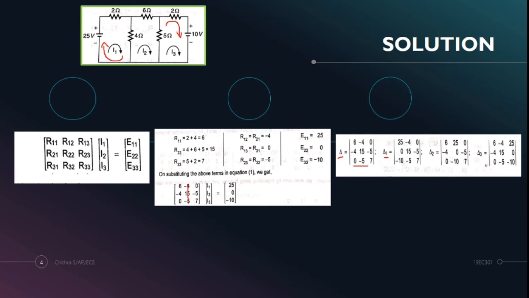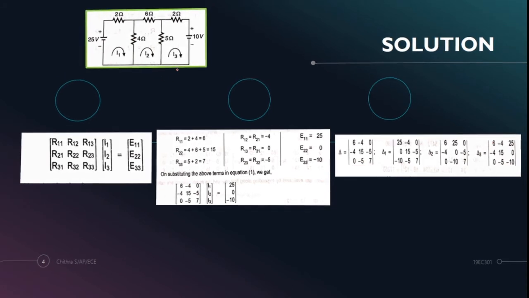Now, by applying Cramer's rule, I1 can be found by the formula delta 1 divided by delta. I2 is delta 2 divided by delta. And I3 will be delta 3 divided by delta. So we will find the determinant values of delta 1, delta 2 and delta 3. And on dividing by the corresponding determinant values, we will end up at the three mesh currents I1, I2 and I3.